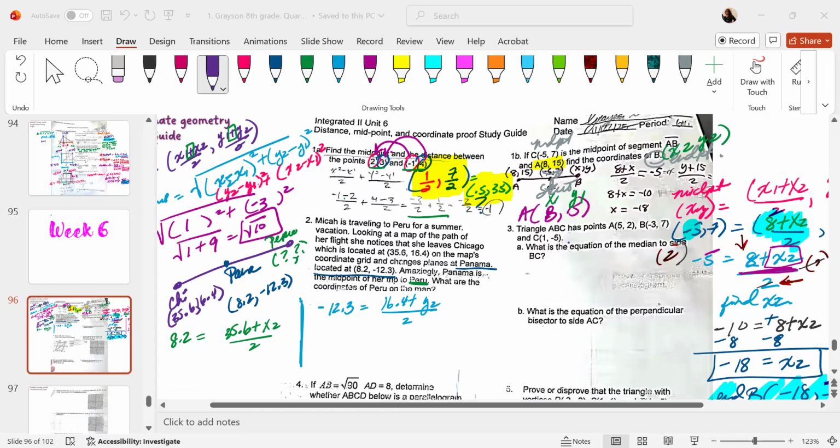The midpoint, 8.2 is the x value, correct? That's equal to the first x, 35.6, plus x2 divided by 2. Then you do the y's. Negative 12.3, that is the midpoint for the y's, equals the first starting point, 16.4, plus y2 divided by 2.